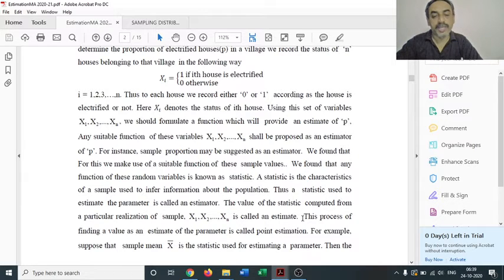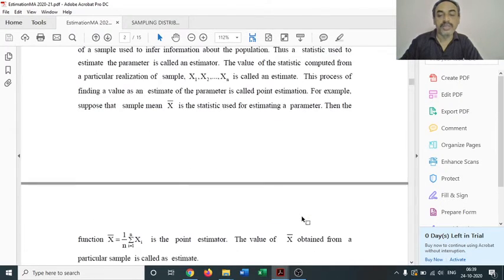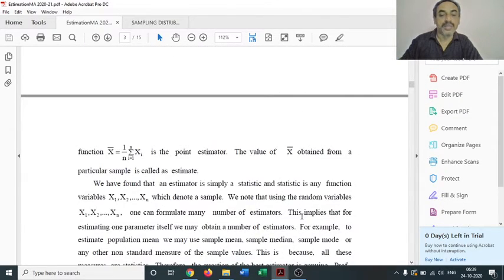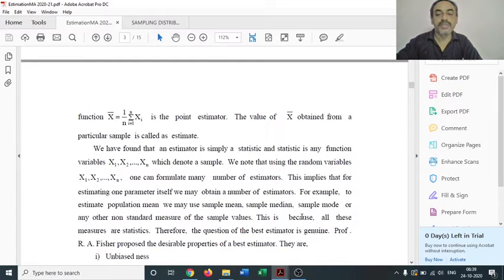We can propose sample proportion for estimating population proportion. We can propose some other measure of the sample also for estimating population proportion. Any measure of the sample can be proposed to estimate a population parameter. So the issue is, which is the best estimator? Among the estimators proposed, which will estimate most accurately the parameter? So there must be some criteria to identify the best estimator of a population.